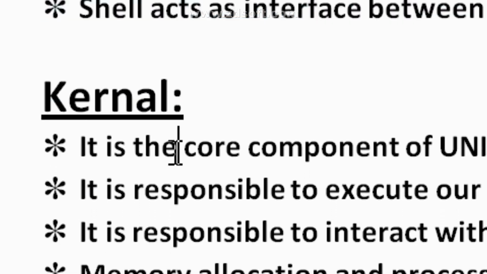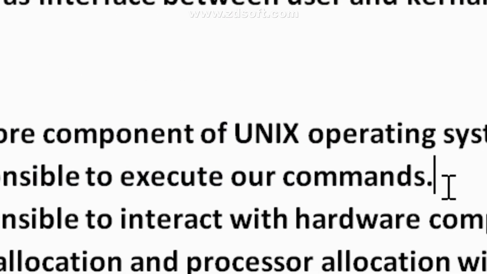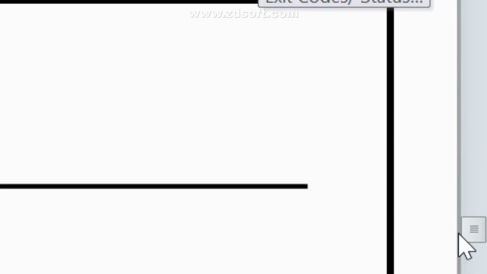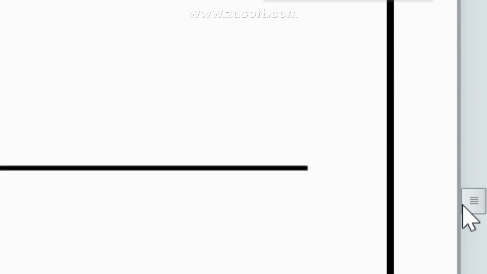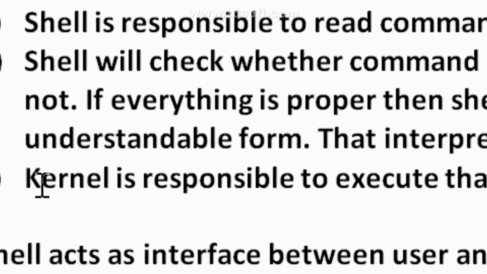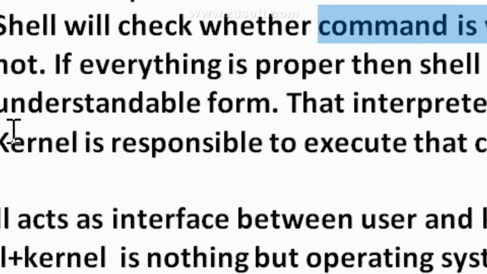And what is the kernel? It is a core component of the Unix operating system. It is responsible for executing your commands. Same story. Now where is the shell part? Second part, right? Already we explained it. See here, the shell will check whether the command is valid or not. If it is correct, it will send it to the kernel.